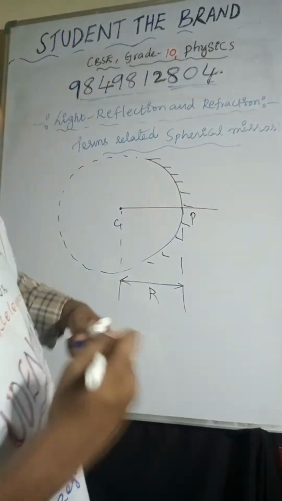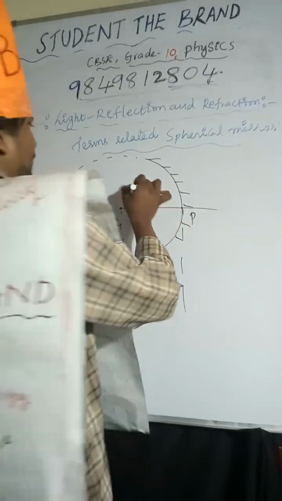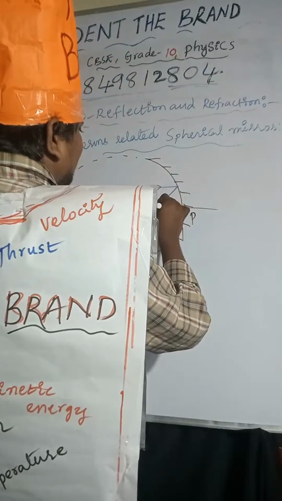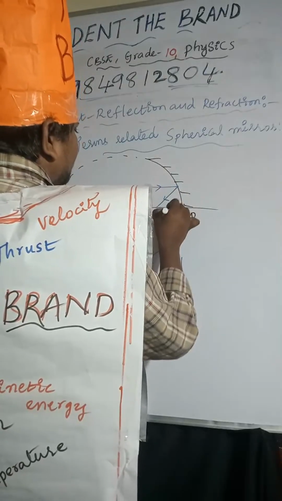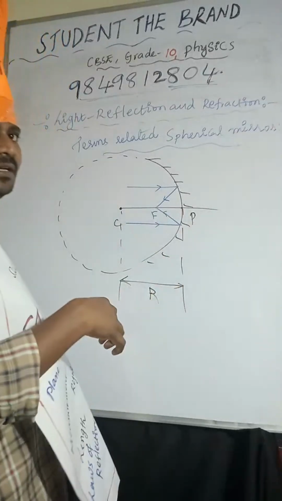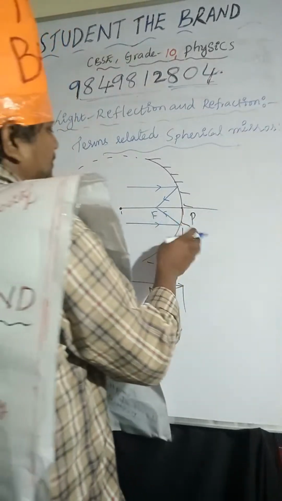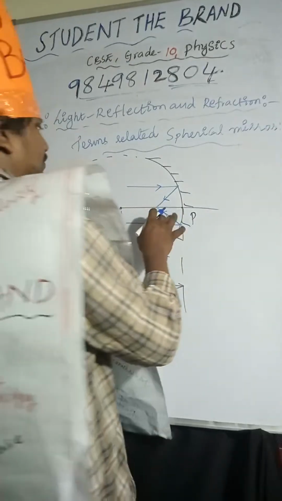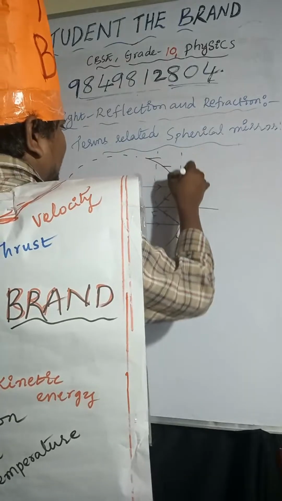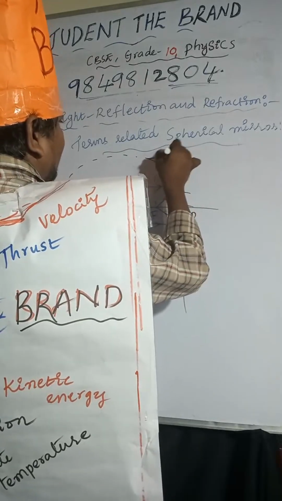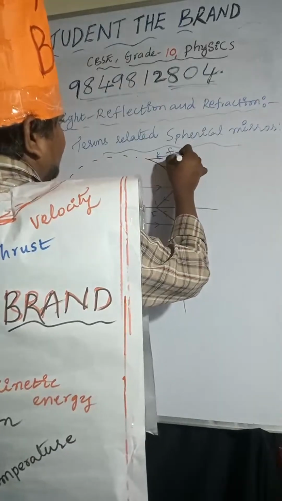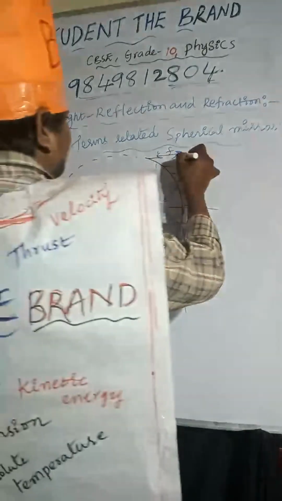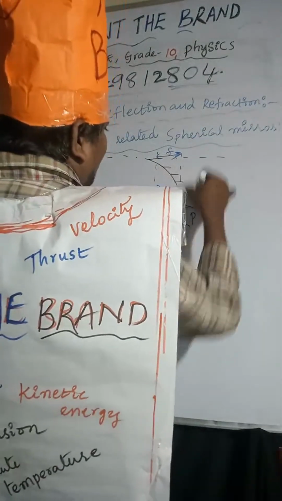I'm taking all light rays here. These are the light rays. After reflection, all light rays are meeting at one point on the principal axis, which is called focus. The distance between focus and pole is called focal length. And the width of the mirror is called aperture.